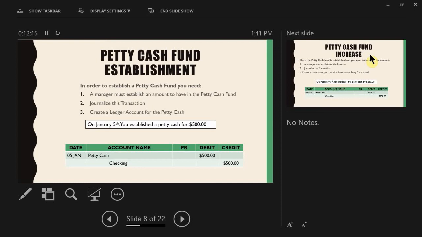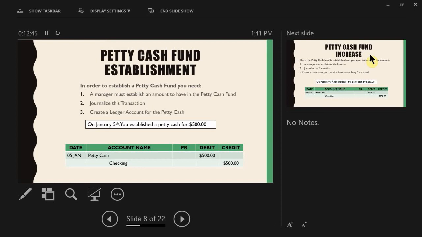So, yes. And how do you journalize it? I will show you how. Okay? And you need to create a ledger account for the petty cash fund. So here, for example, on January 5th, you establish a petty cash fund for $500. So you're assuming that my petty cash needs to be there. I need to create $500 in this little lockbox just in case for any expenses that happen.